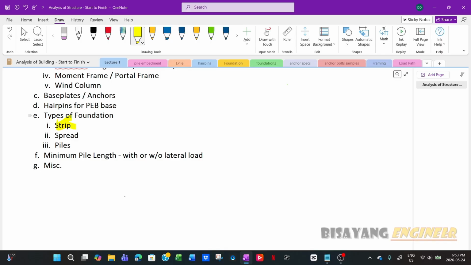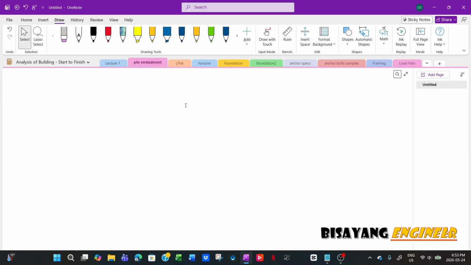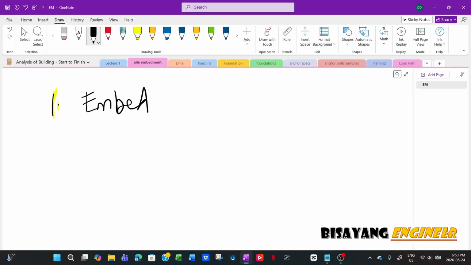But anyway, our topic today is about minimum pile length, with or without lateral load. The things to consider in determining the pile embedment is, well, we have at least two considerations. One is embedment due to axial load.